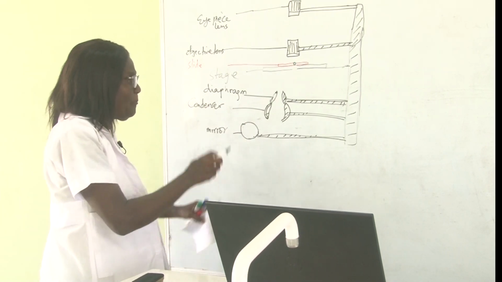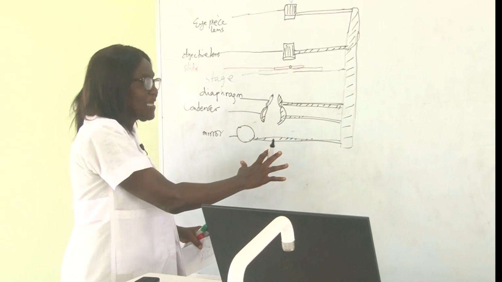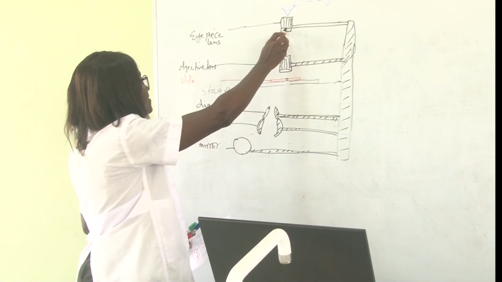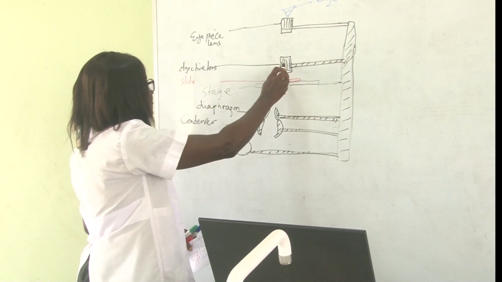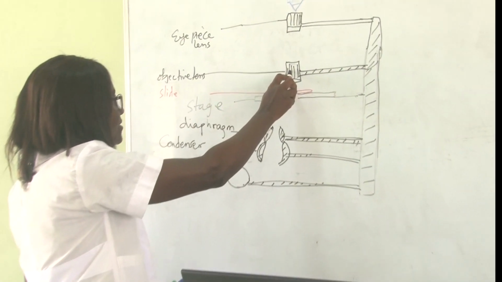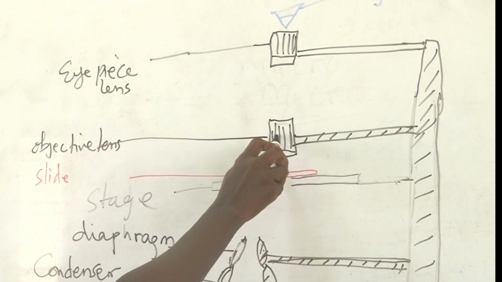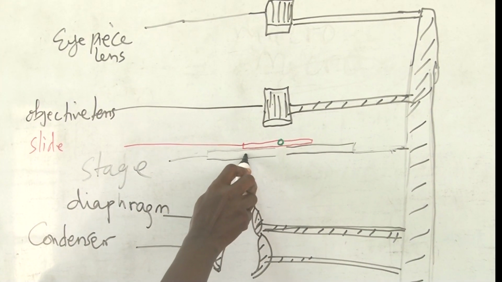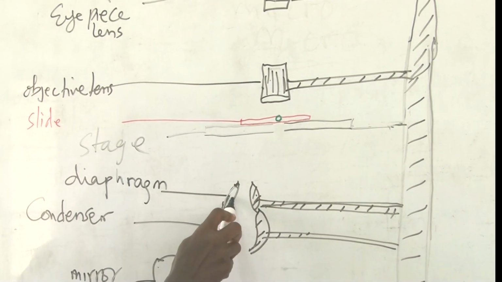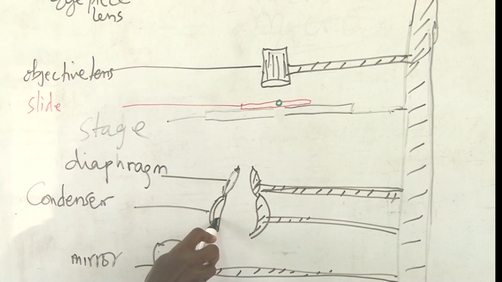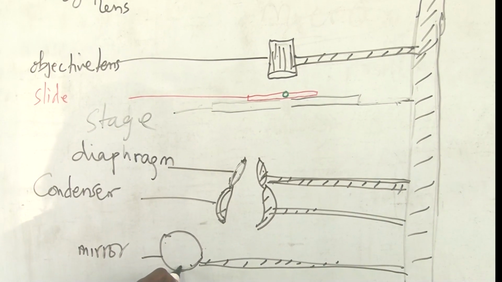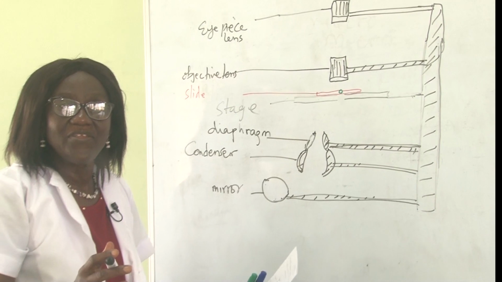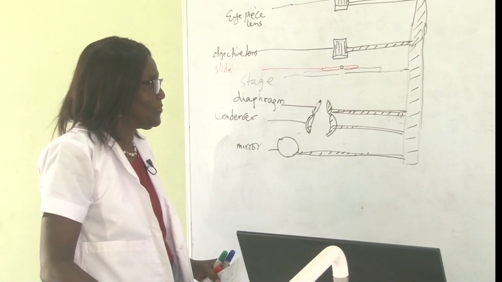All right, so basically, this is the setup of the microscope. Eyepiece, objective lens, all those are convex lenses. Then you have the stage. Then you have the diaphragm, condenser, mirror. That is basically the structure of the optical microscope.